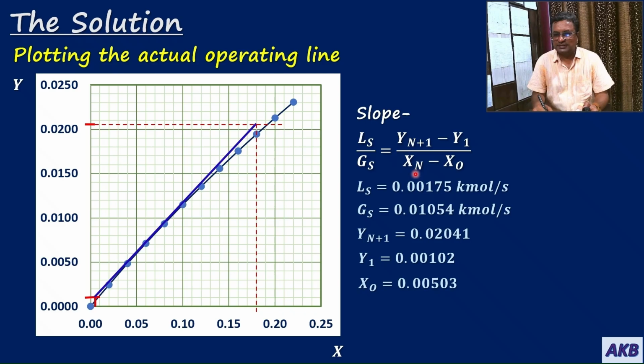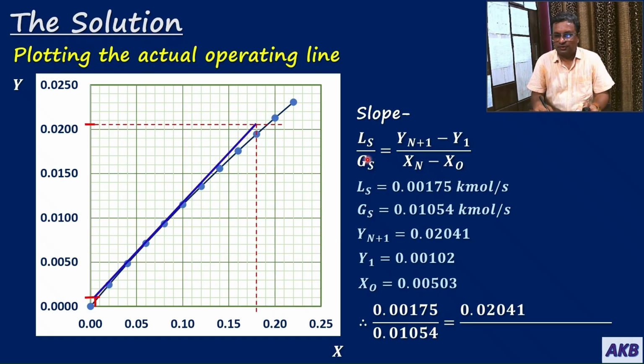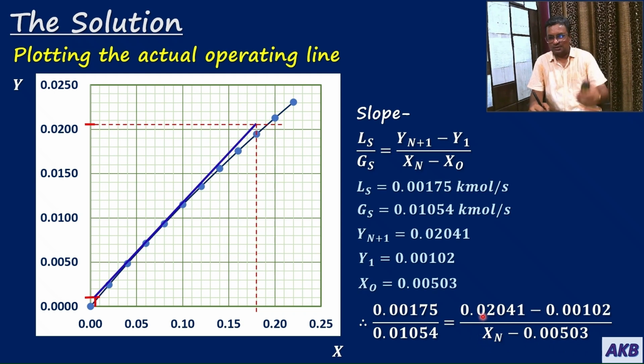So we can get XN, and then we will locate XN on this graph to get the upper end of the actual operating line. If I use these values, it will be 0.00175 divided by 0.01054, that is equal to 0.02041 minus 0.00102 divided by XN minus 0.00503. Our objective is to get XN. So let us get that.